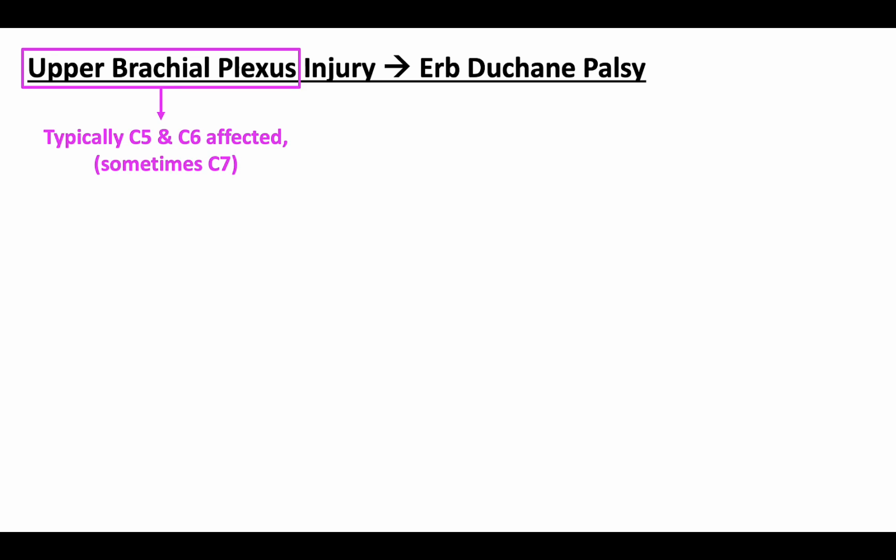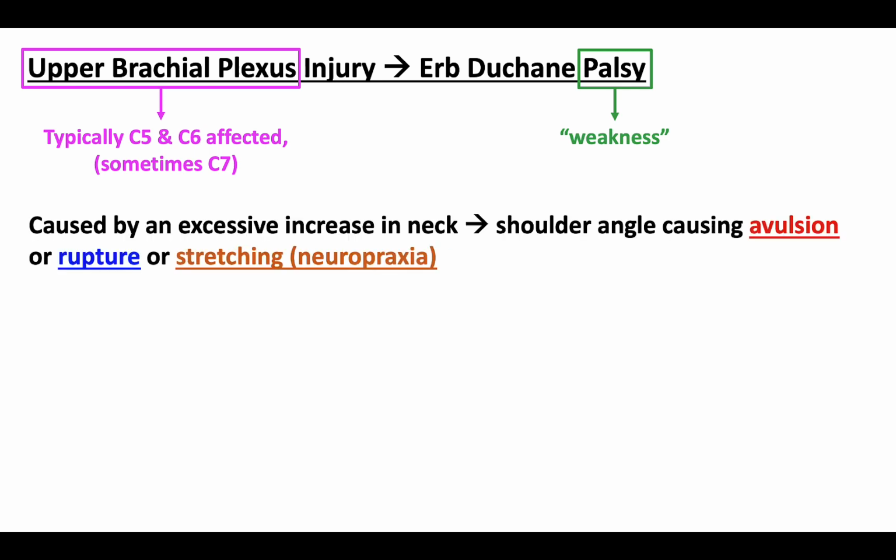Upper brachial plexus injuries are often referred to as Erb-Duchenne palsy or Erb's palsy. Palsy just means weakness, and a man with the last name Erb was the first person to name and claim this patient presentation caused by the rupture or avulsion of the upper brachial plexus roots C5 and C6.